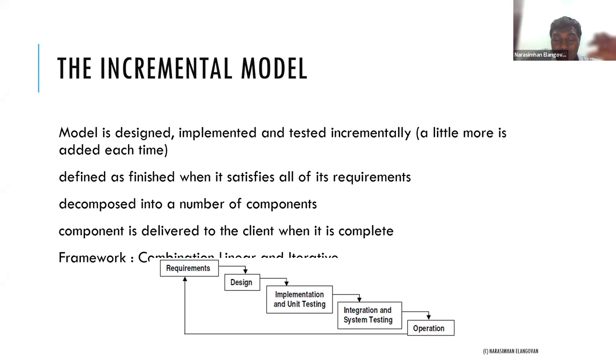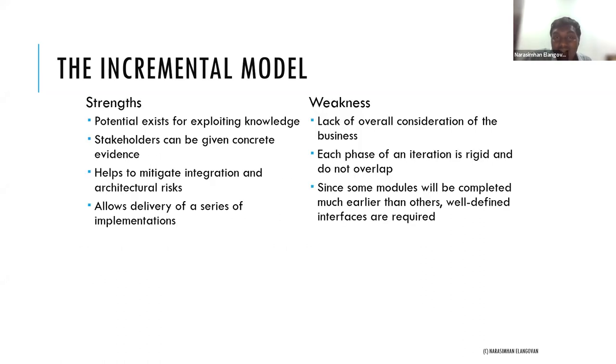Incremental model. Incremental model is a mini waterfall. First, income from salary, first to last step executed. Second, income from house property, first to last step executed. So you are doing everything multiple times, but you keep on adding more and more features. And that is what is called an incremental model. This is a combination of linear and iterative.